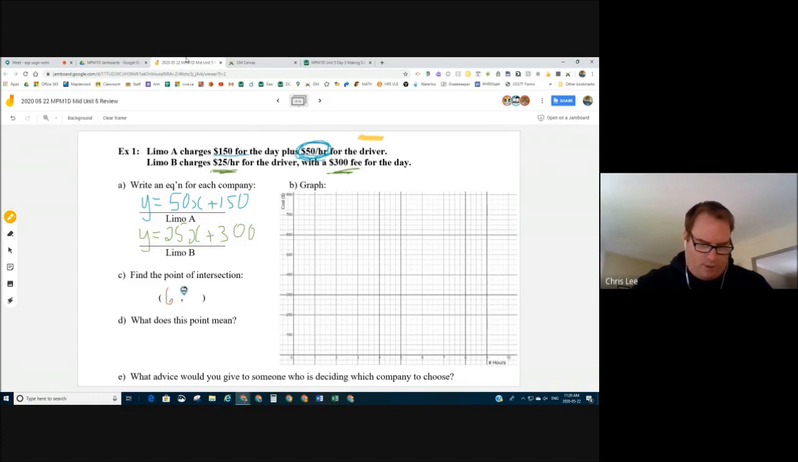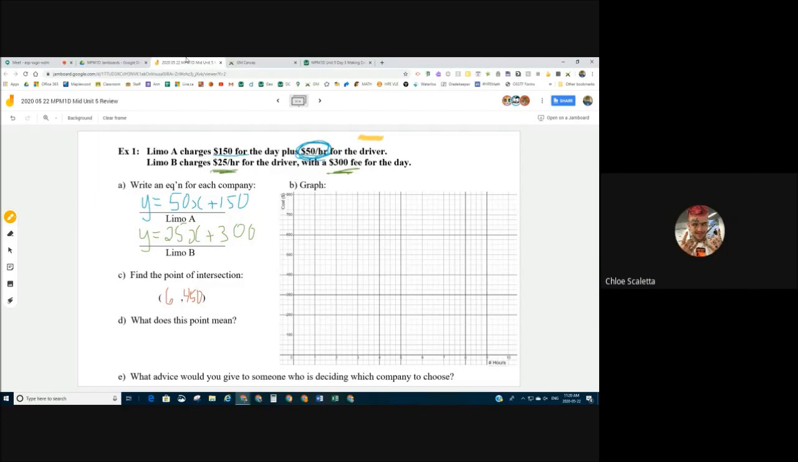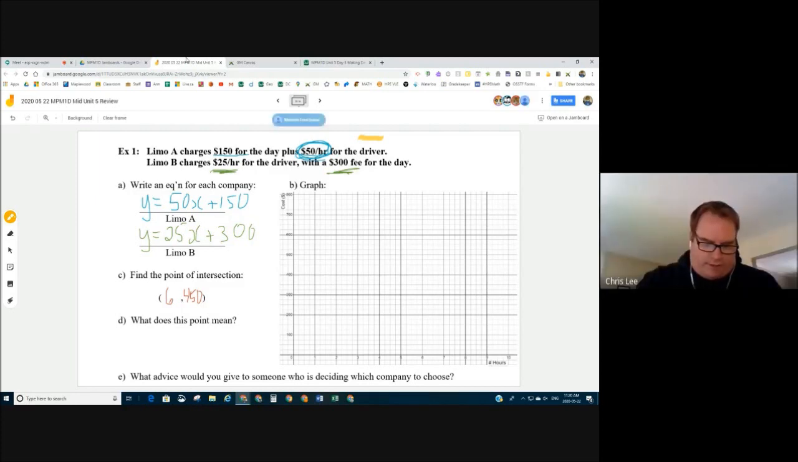6 and 450. Okay, we won't worry about the graph. We've seen that. And it means that they both charge the same $450 for 6 hours. Okay. And now I've cut myself off here to write my recommendation, so I'm going to just write my recommendation over the graph, and I'll fix that after.